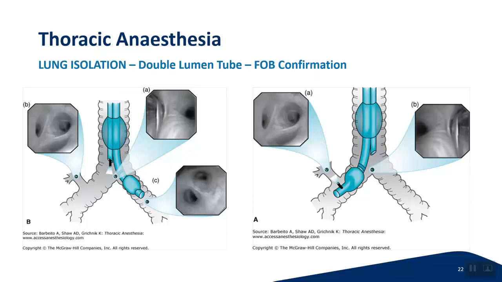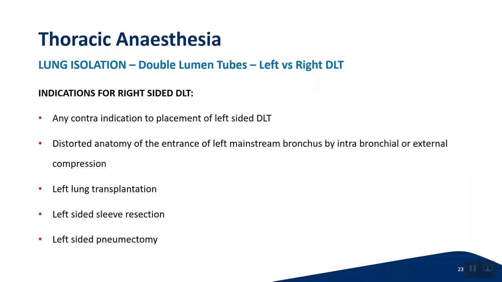Malpositioned DLTs can cause collapse of the ventilated lung or inadequate collapse of the operated lung, leading to hypoxia or poor operating conditions. Common causes of tube malposition include cuff herniation due to overinflation, dislodgement during patient positioning, coughing, or surgical manipulation of the carina or main bronchi.